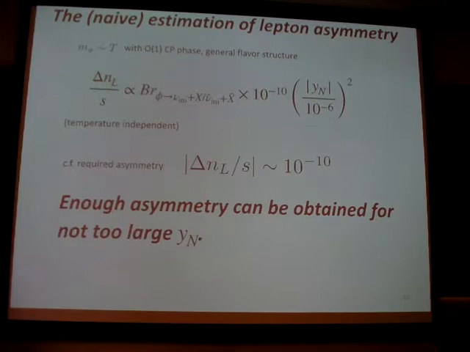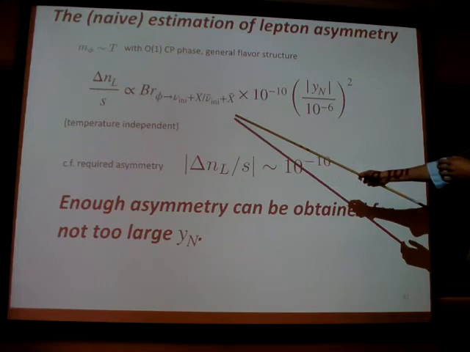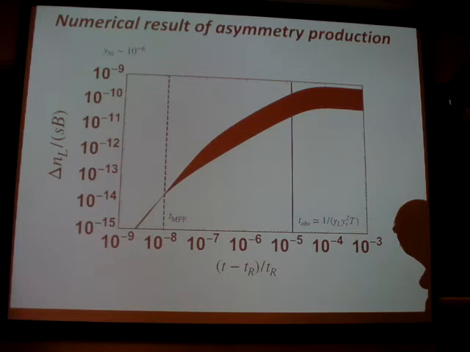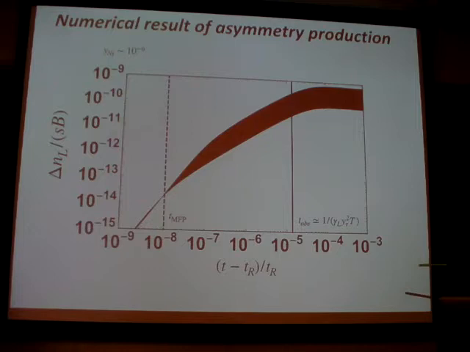When the Yukawa coupling is around 10⁻⁶, we can get enough asymmetry, so we can get enough asymmetry with not too large a Yukawa coupling. In fact, this Yukawa coupling is even smaller than the electron Yukawa coupling. An interesting point is that this formula does not depend on the reheating temperature.